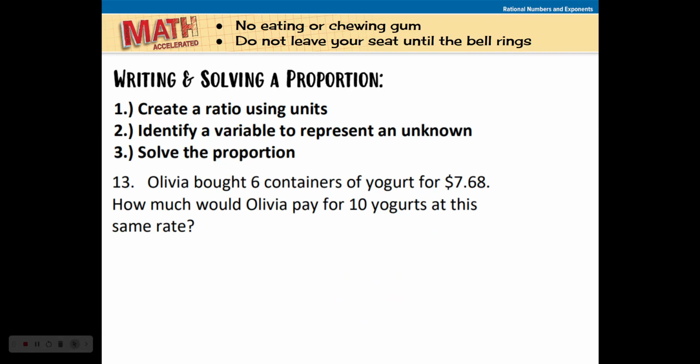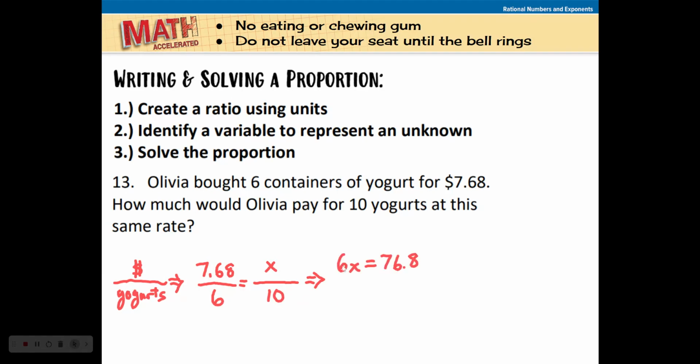Number 13, Olivia bought 6 containers of yogurt for $7.68. How much would Olivia pay for 10 yogurts at this same rate? So we can compare cost to the number of yogurts. First ratio, 7.68 over 6. Our second ratio, we don't know what the price is. How much would Olivia pay? So that's the numerator x for 10 yogurts. So it's x over 10. Cross multiply, we get 6x equals 76.8. Divide both sides by 6, we get x equals 12.8.